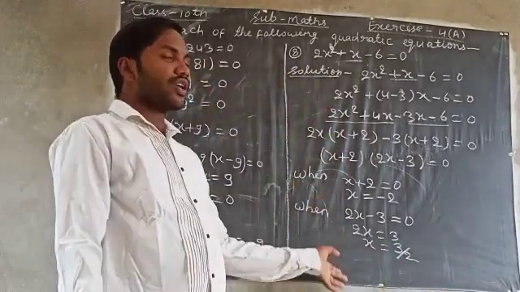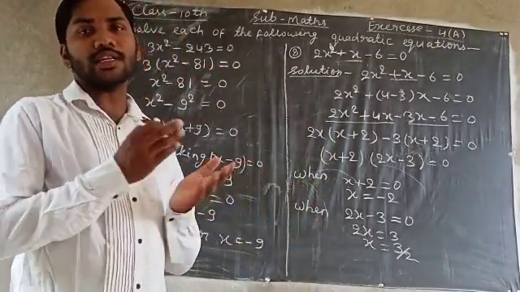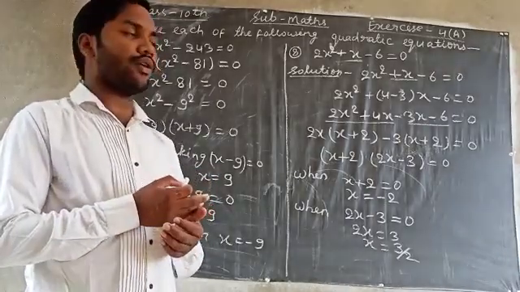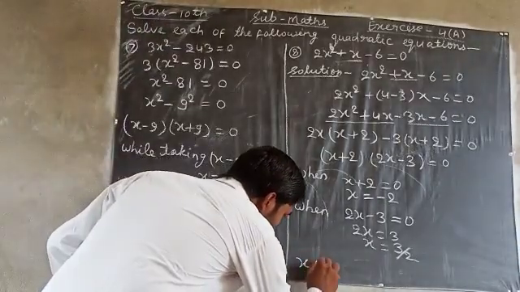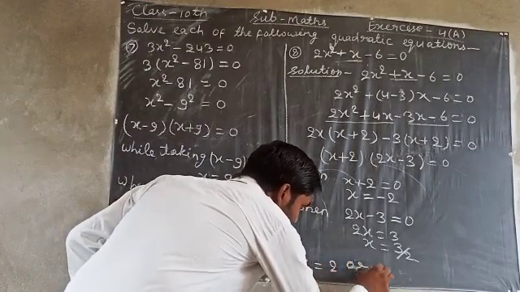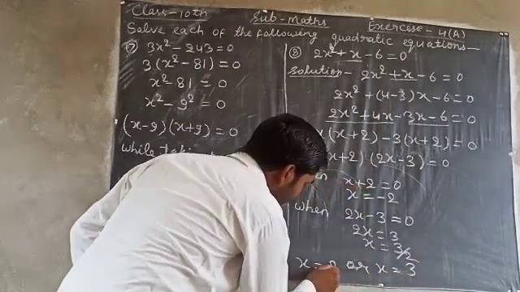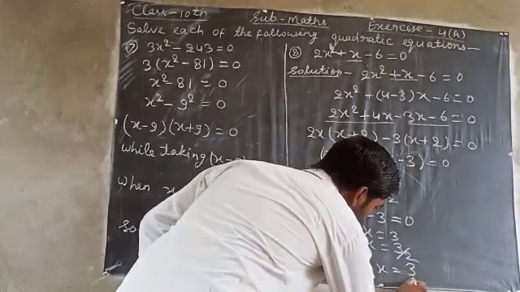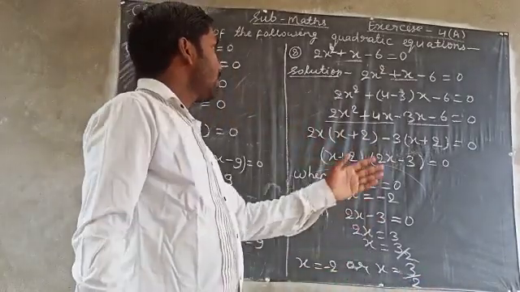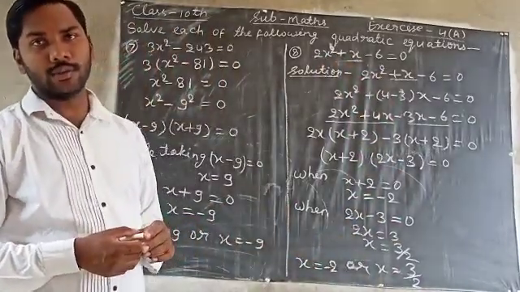So now we got the two values of x, and for each and every quadratic equation you will get two values of x. So here x is equal to minus 2 and x is equal to 3 upon 2. These are the two solutions for the quadratic equation 2x square plus x minus 6.